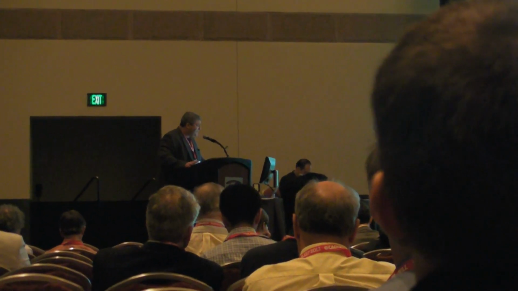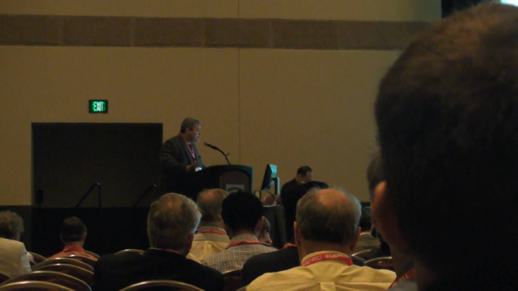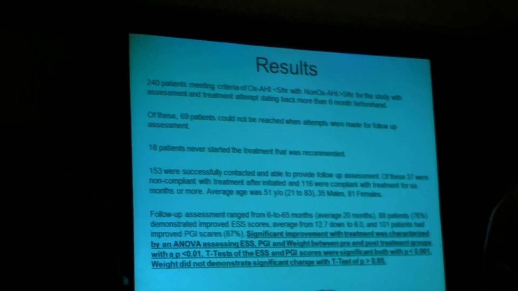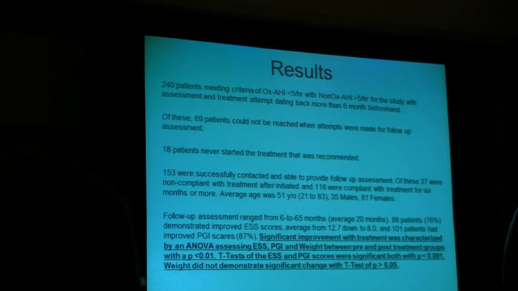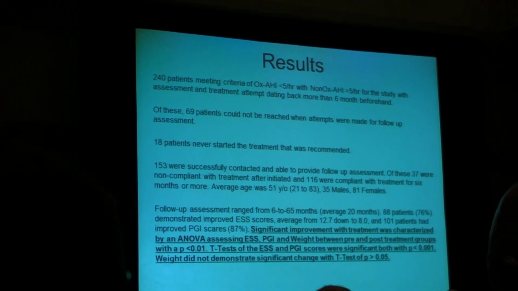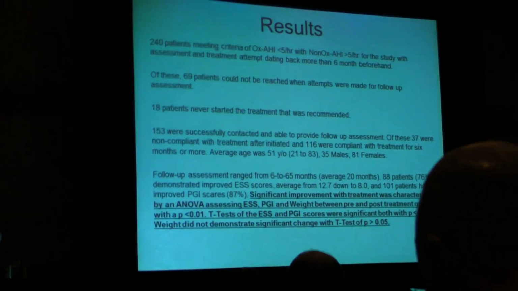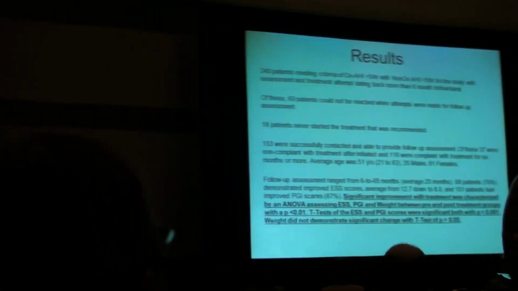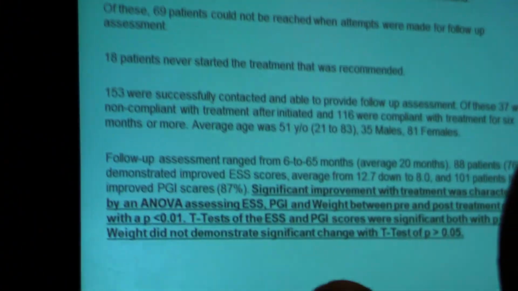37 were not compliant with their treatment, and there were 116 that were compliant for 6 months or more. The average age was about 51 years old, ranging from 21 to 83 years old, 35 males, 81 females. It's interesting that there's a much higher prevalence of females. Follow-up assessment ranged from anywhere from 6 months to 65 months, average of 20 months.